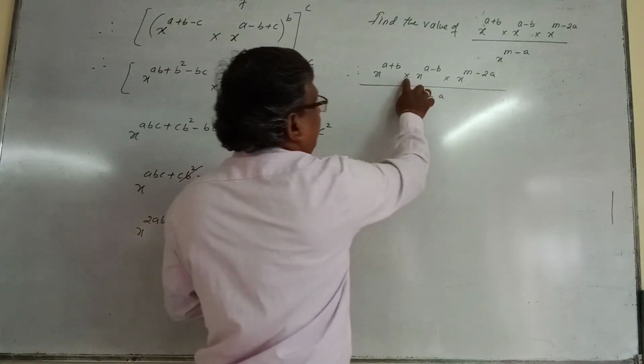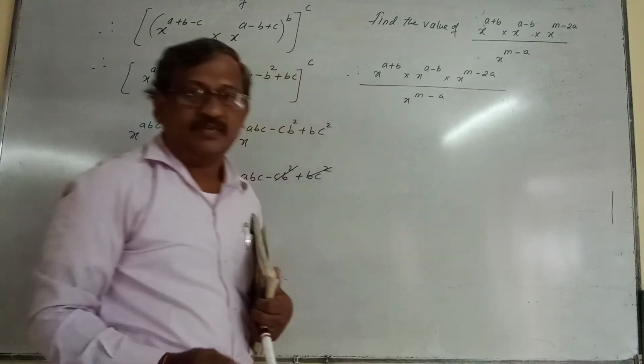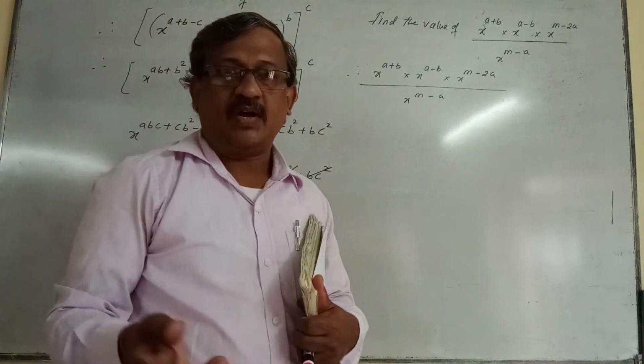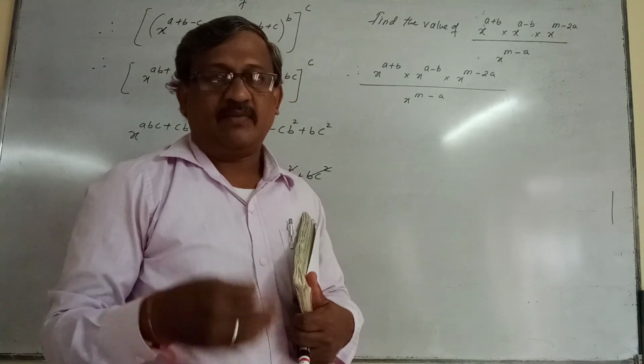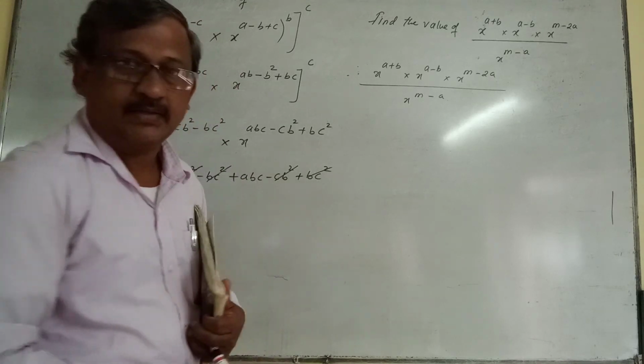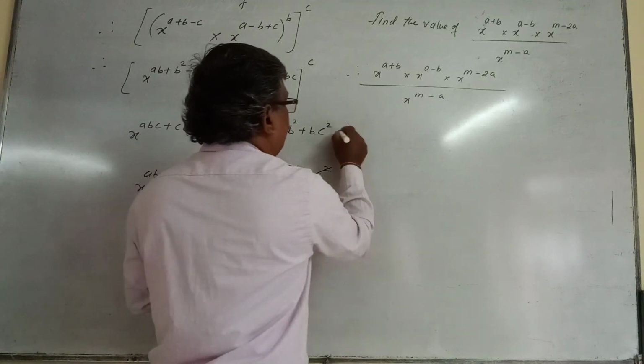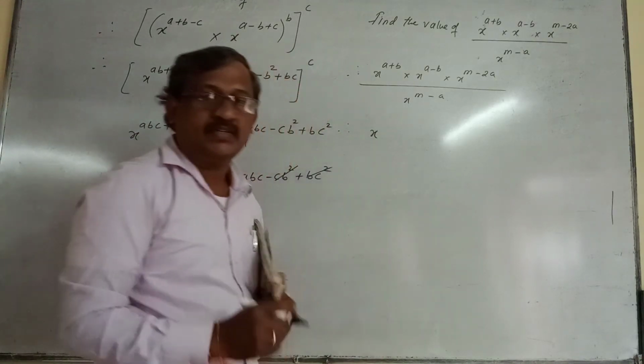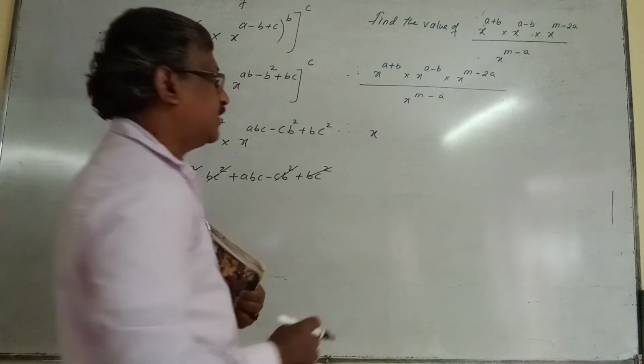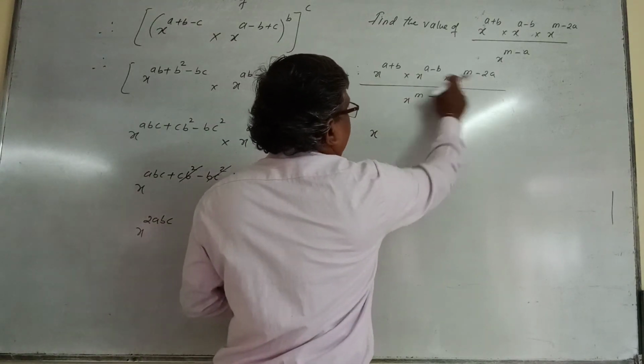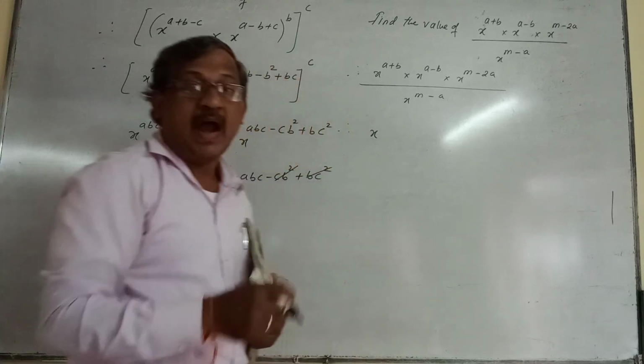And here we find there is a multiplication as well as a division. So wherever there is a multiplication we have to add the index, and wherever there is division we have to minus the index, right? So first as it is you write the common base. My common base is x here. Write the common base x. So this into this into this means these three indices we have to add, right?